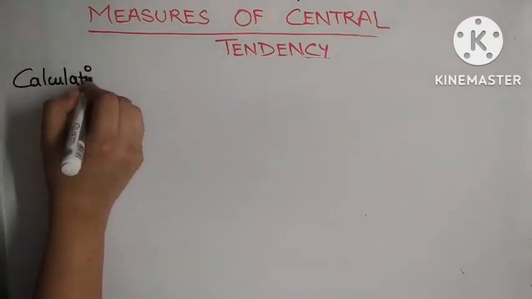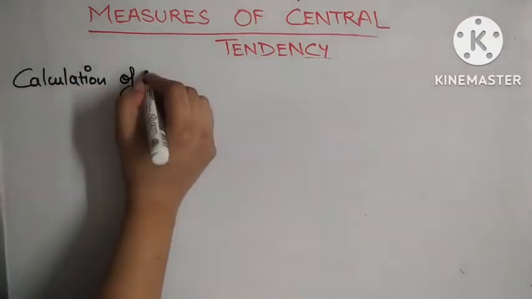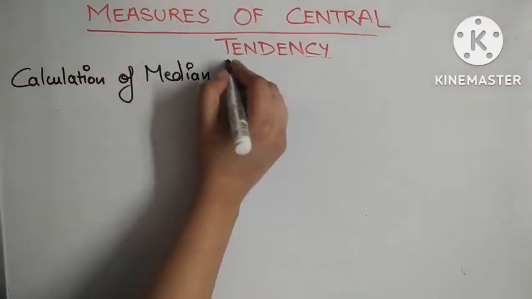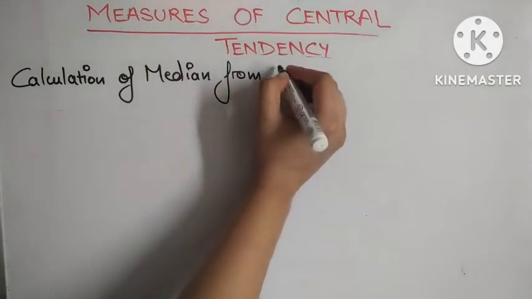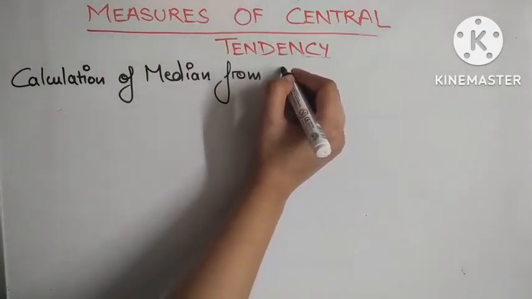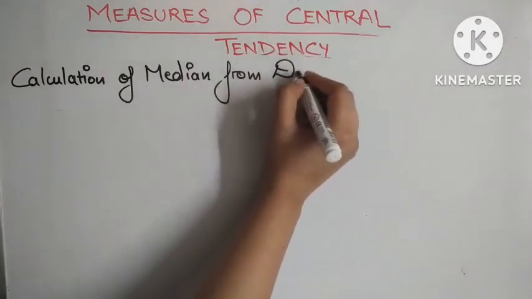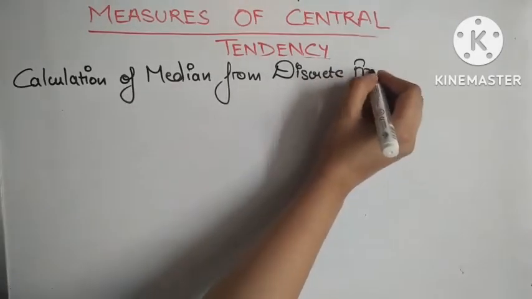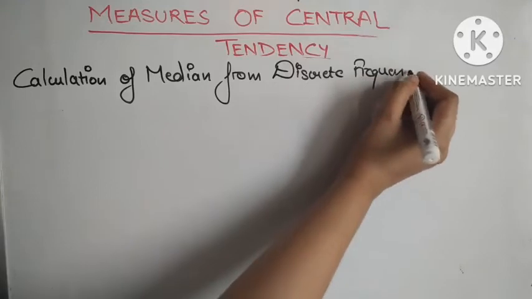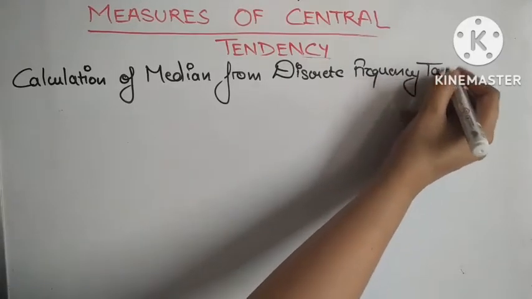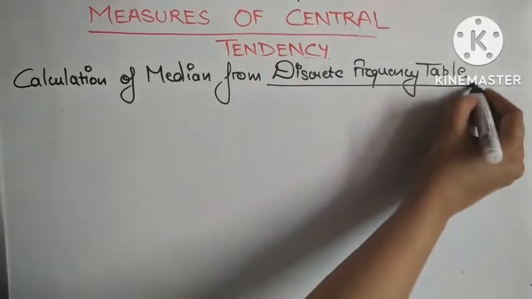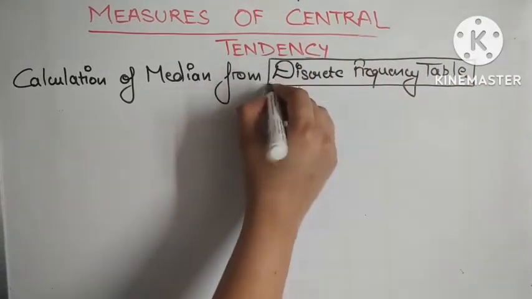Calculation of median from discrete frequency table. Now we will see how we can calculate if we have the frequency table given to us.